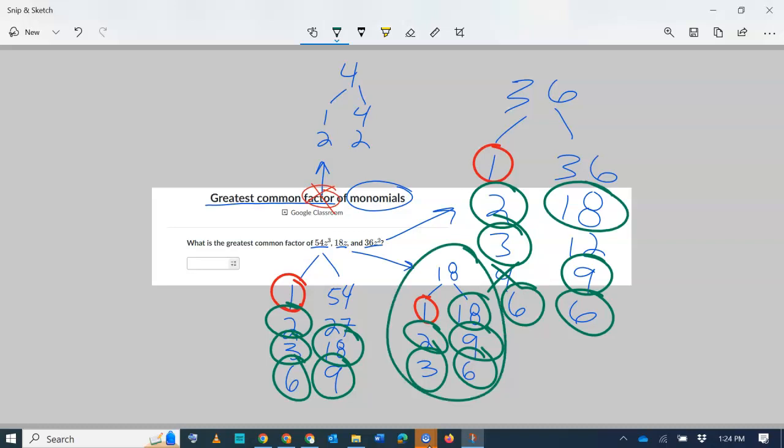So now we have all the common factors that are circled in green and the 1 in red. Well, what is the greatest number of all the numbers circled in green? That would be 18. So 18 is our greatest common factor, at least the number. Now we look at the variables. Z cubed, z to the 1, and z squared. How many z's can we pull out from every single monomial? We can pull out 3 here, only 1 here and 2 here. The smallest number is z to the 1. So the answer here would be 18z.